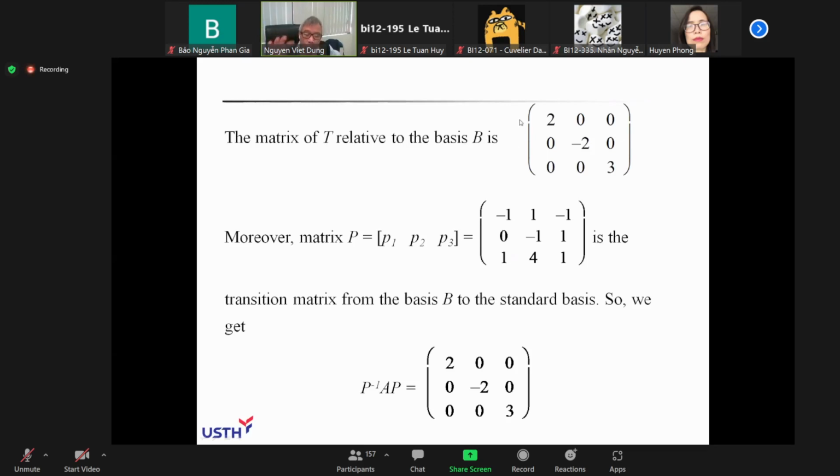So you can go by two ways. The first one, we go by definition. The second one, you go by the diagonalization of a matrix A. Like that, you can choose which one you like.